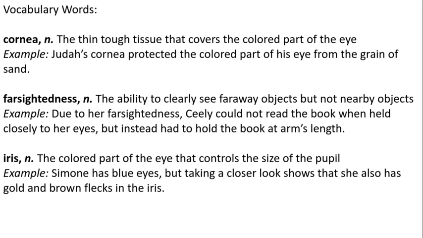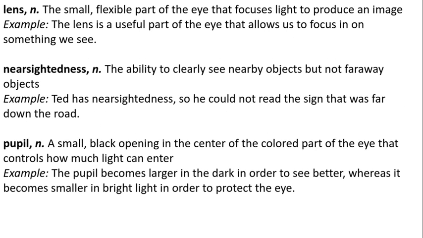Your cornea is the thin, tough tissue that covers the colored part of the eye. Farsightedness is the ability to clearly see faraway objects, but not nearby objects. Iris is the colored part of the eye that controls the size of the pupil. Lens is a small flexible part of the eye that focuses light to produce an image. Nearsightedness is the ability to clearly see nearby objects but not faraway objects. Miss Hill is nearsighted.